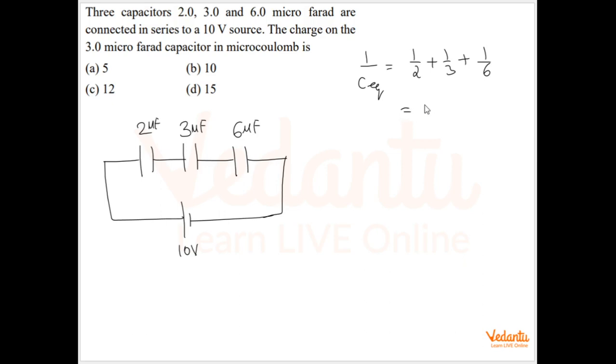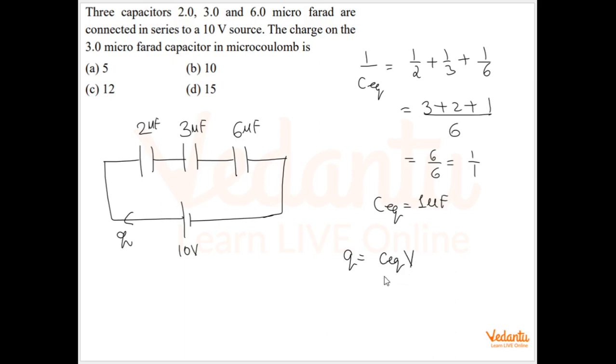That will be equal to 3 plus 2 plus 1 by 6. That is 7 by 6. Oh, 6 by 6. Oh my god. Huh. 6 by 6. That is 1 by 1. So C equivalent, my dear bachalo, will just be 1 microfarad. Now, what will be the charge that will be coming out of the battery, my dear bachalo? That will just be C equivalent into V. That will be 1 into 10. That is 10 microcoulombs.